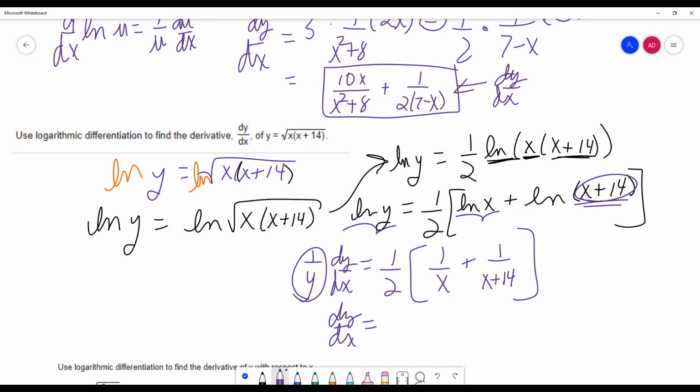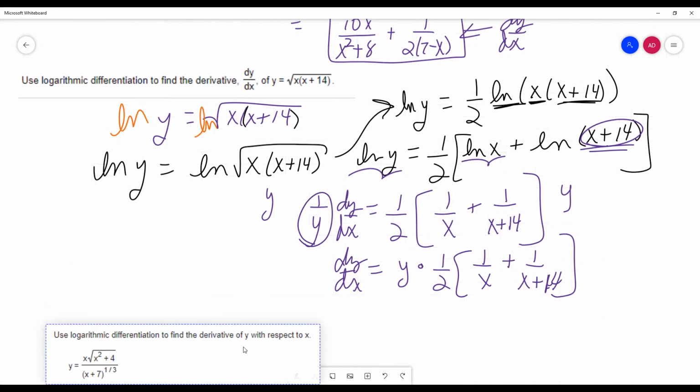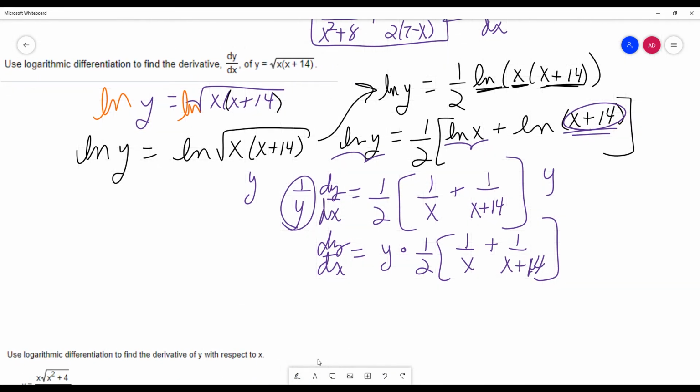Like, that was your mission. So to get the y out of here, I have to multiply both sides by y. And this is honestly what some students get all confused about. They're like, wait a minute, where's all this coming from? Remember, I just multiplied through by the y because it was sitting on the other side.